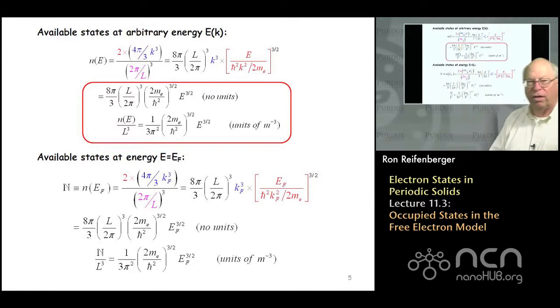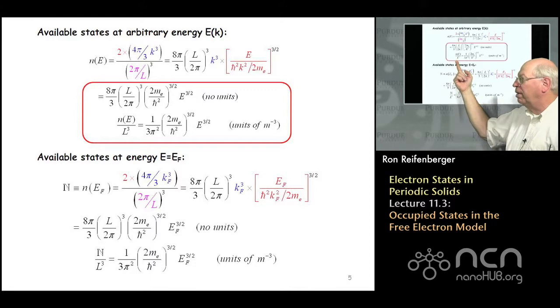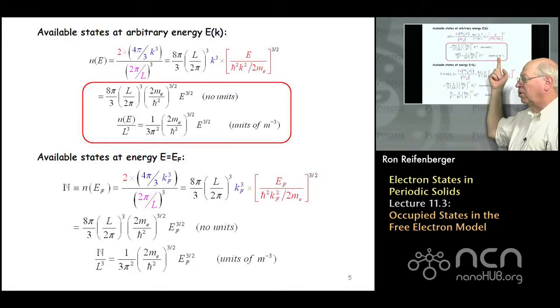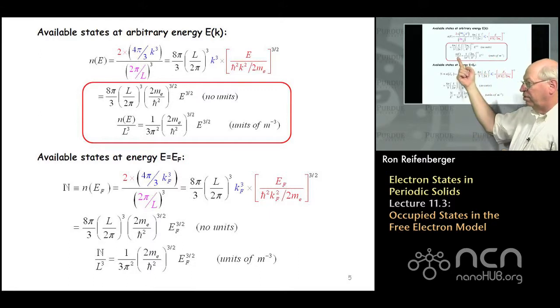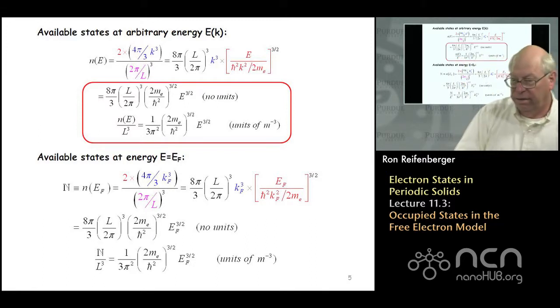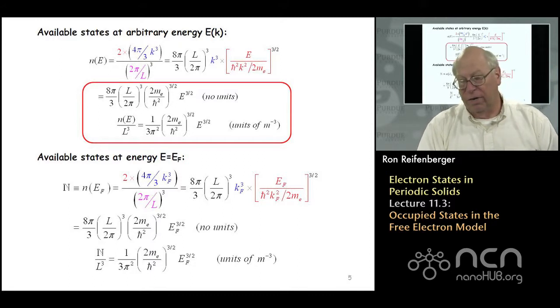Very often in some textbooks you'll find that this number of available states is divided by the volume of the crystal L cubed, and so then you find an equivalent expression for the density of the number of available states at energy E in terms of states per cubic meter, right? So these two expressions are equivalent. It's just that in the bottom expression we've divided out the volume of the crystal that we're considering.